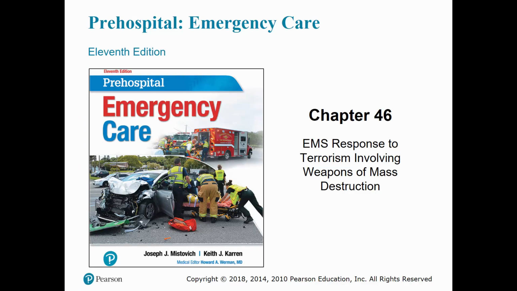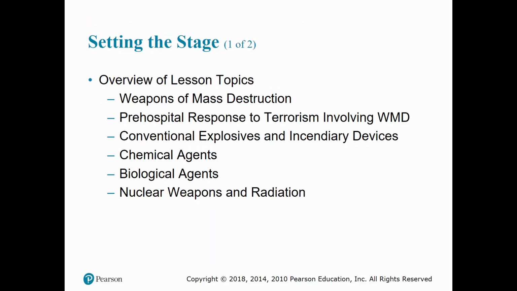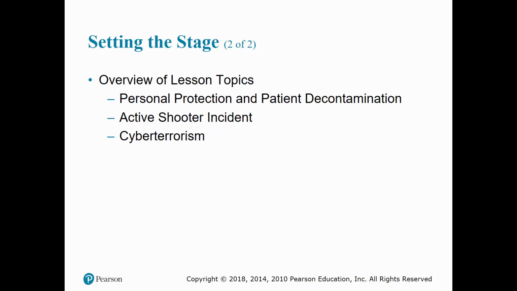Hey guys, in this chapter we're going to be going over Chapter 46, EMS Response to Terrorism Involving Weapons of Mass Destruction. In this chapter we'll go over exactly what weapons of mass destruction, or WMDs, are, and the pre-hospital response to these kinds of incidents. We'll also go over conventional explosives and incendiary devices, chemical and biological agents, as well as nuclear weapons, as well as radiation. We'll also go over how you can protect yourself, as well as decontamination, what to do in the event of active shooter incidents, and how to protect yourself from cyber terrorism.